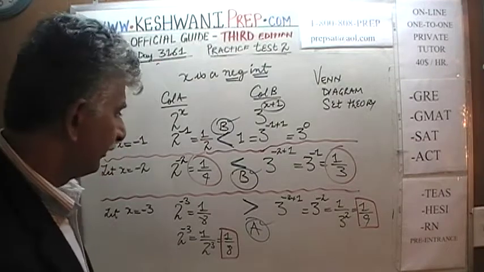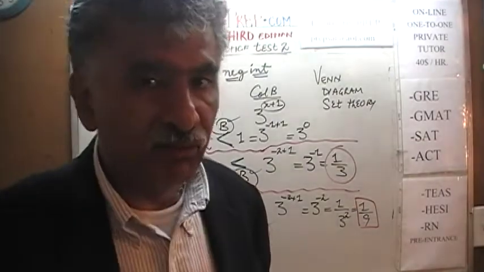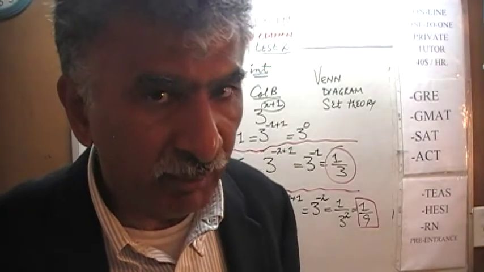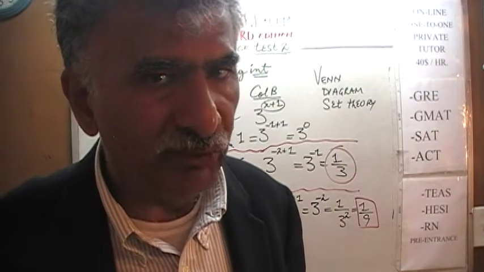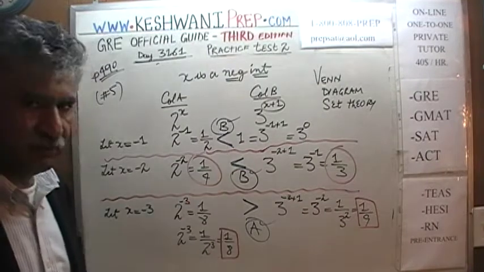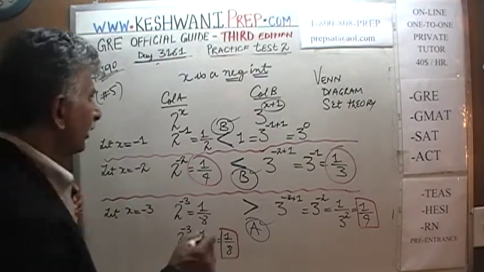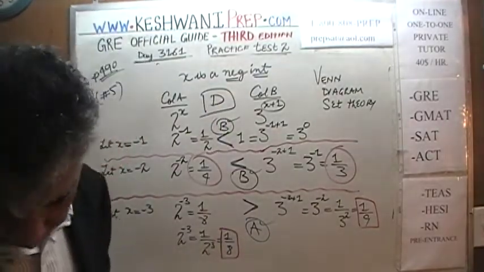We have conflicting answers, and therefore, for us to have claimed that the answer is B would have been wrong, because in that case what we would have ended up claiming is that the quantity in column B is always greater, which it is not, as you can see here. The quantity in column B is not always greater. Sometimes A is greater, sometimes B is greater. Therefore, the correct answer here is D.